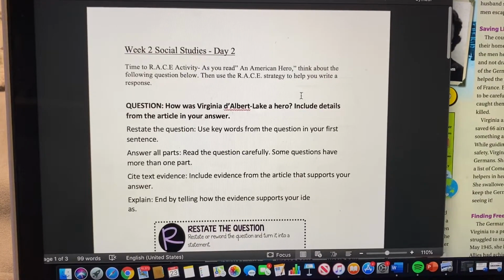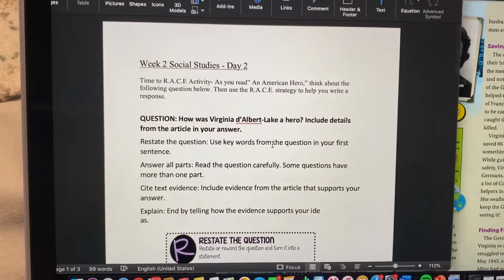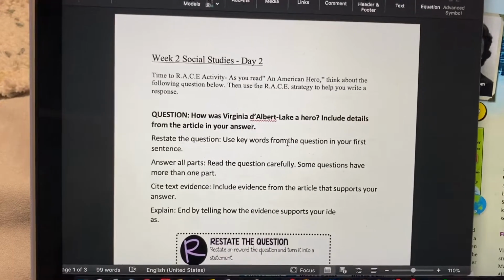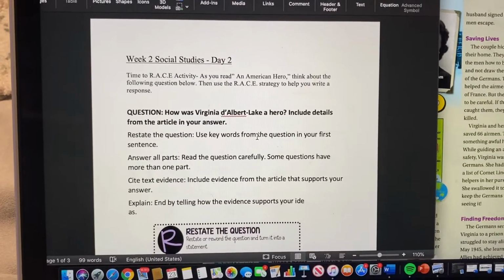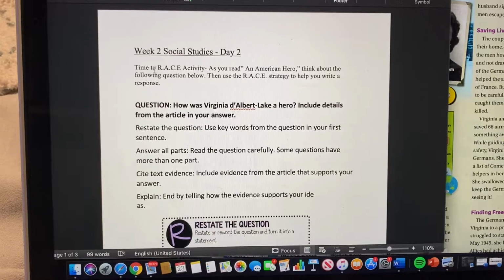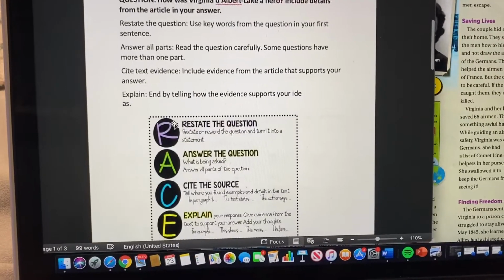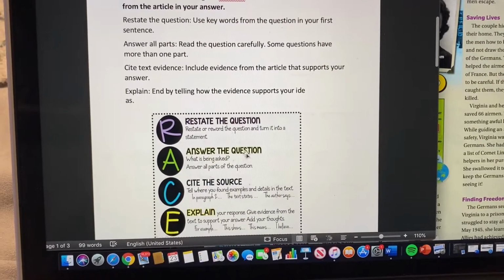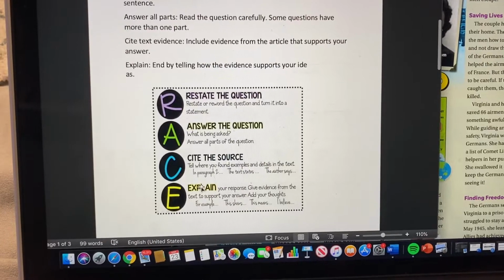So this is an activity. It's kind of a template. It's called the RACE activity. So RACE stands for something. It stands for restate the question, answer the question, cite the source, and explain.